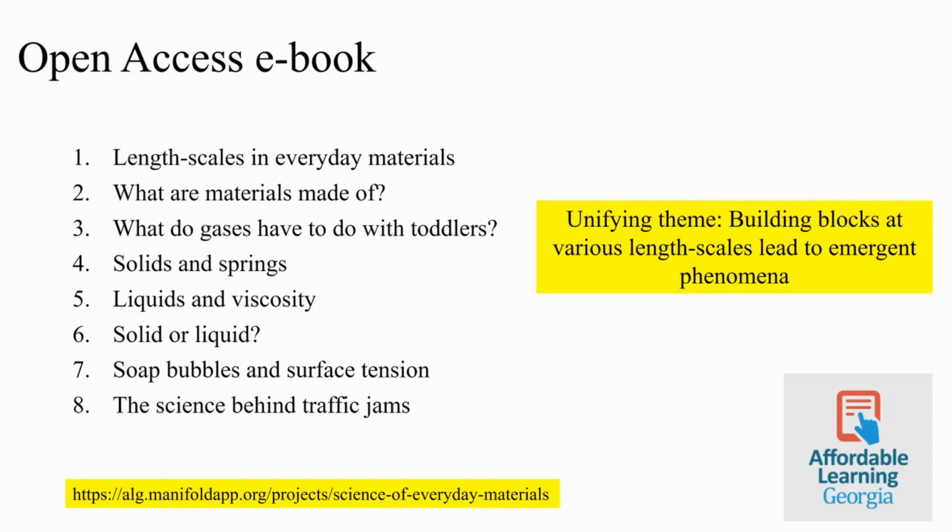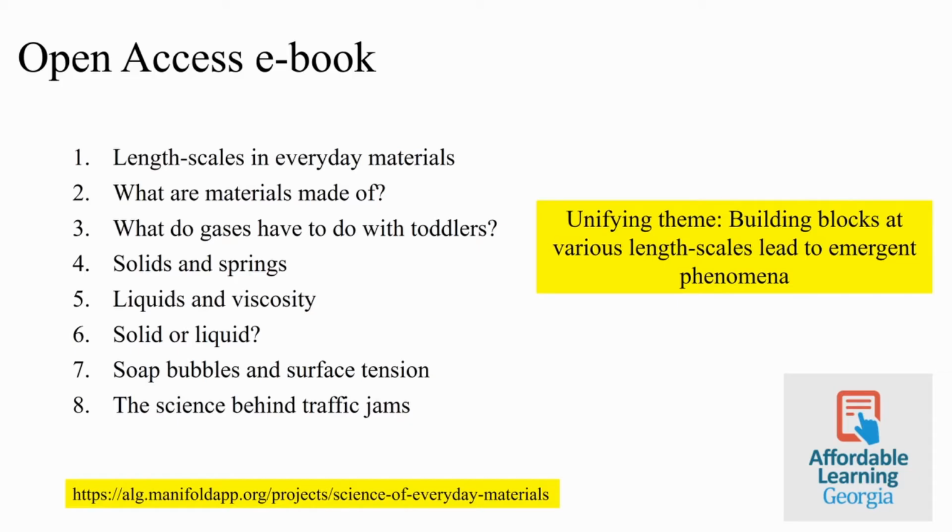This textbook contains 8 chapters, and the first few chapters are about traditional material properties and how they emerge from their underlying constituents. Next, we discuss common everyday materials and how these common materials can actually have a combination of liquid and solid material properties.